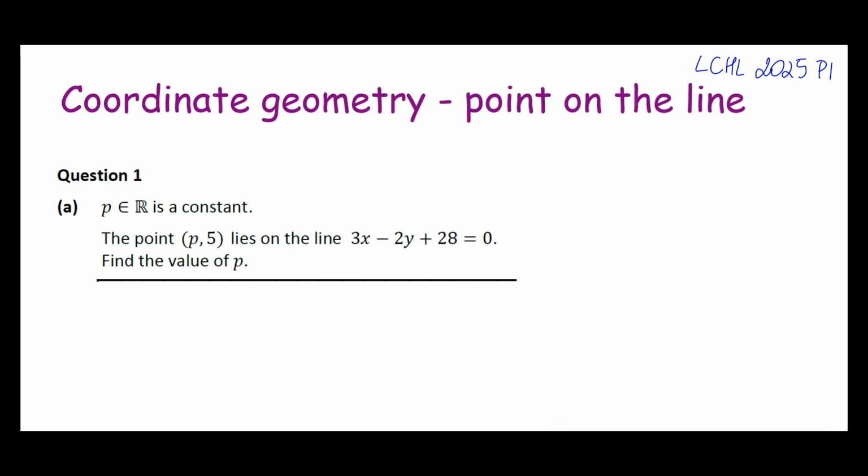Coordinate geometry, the very most basic aspect: a point on a line. Let's see. P belongs to R, which means any number, a constant. It is a number. The point (P, 5), so that's your coordinate, that is your value of X, that's your value of Y, lies on the line, and here we have a simple line. And therefore we have to find the value of P.